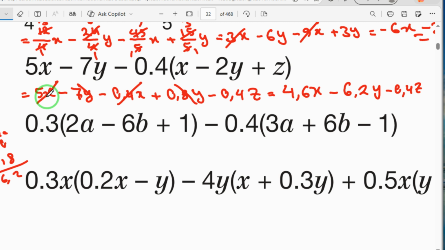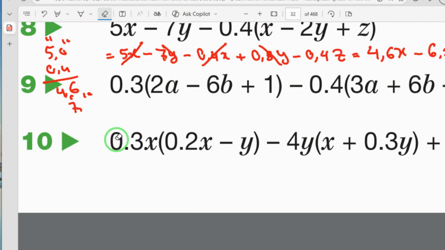It is the answer of question number 8. Now we come to question number 9. Question number 9, first remove the bracket here. 0.2 multiplied by 0.3 multiplied by 2 becomes 0.6a. Minus 0.3 multiplied by 6. 6 times 3 is 18. We separate, 1.8b, and 0.3 multiplied by 1 becomes 0.3.